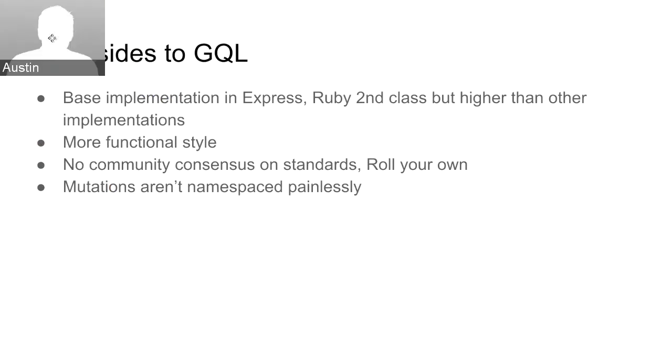Okay, thanks, Ryan. So there's no silver bullet with really any technology, and here are some of the downsides that we've found with GraphQL. I'd say the biggest one is that the base implementation that Facebook provides is in Express.js, and a lot of other languages use that as a point of reference to try to translate those concepts into other languages. So Ruby is really a second-class citizen to this Express implementation. But out of all the other ones that I've seen, it's the one that's more maintained and closest to it.